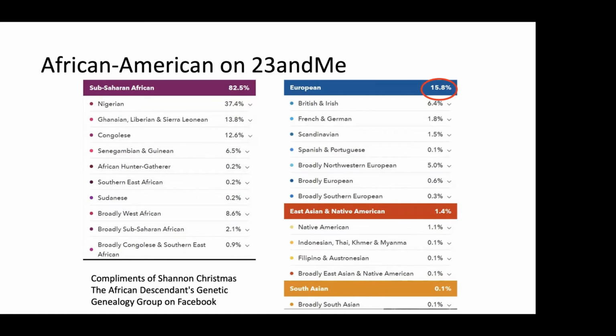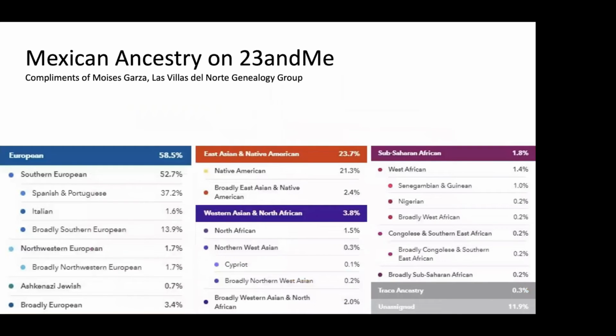Like most African Americans, Shannon has some European ancestry, probably introduced during the era of slavery. His biggest piece is British and Irish at 6%. Most of the numbers on the right side of this table are so small that they may just be noise.